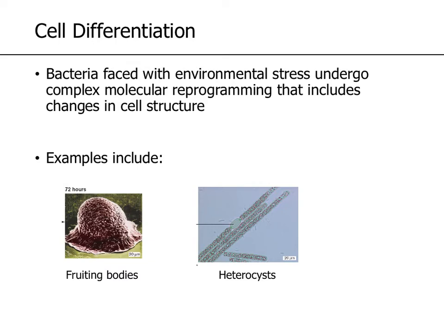So we can consider that something like environmental stress. But they essentially can go, and this is species specific, so different species will do different things. And so we'll just go through 3 different examples. They will go through some reprogramming to form these different cell structures to help them survive. So one example is these fruiting bodies. This is from the species Myxococcus xanthus.